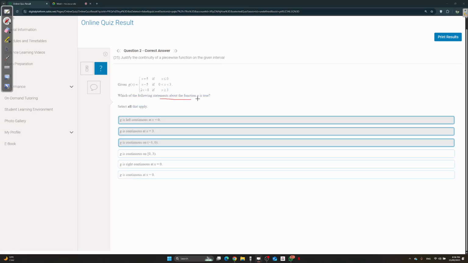Alright, which of the following is true about g? Is it left continuous, whatever. Alright, let's check them one by one. Is it left continuous at x equals 0? Left continuous means that the left limit, so x approaches a minus, is equal to f of a. Alright, this is what left continuous is. If it was right continuous, then the limit as x approaches a plus is equal to f of a.